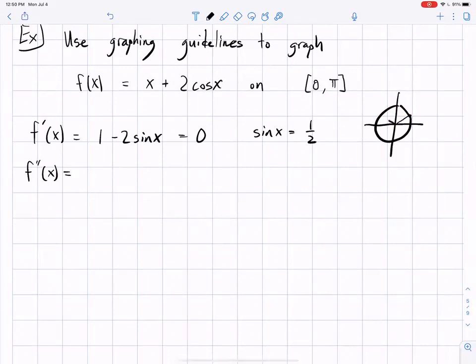Oh, excuse me. And here. So it's at those two angles. That's when the y value is 1/2. And those angles are pi over 6 and 5 pi over 6.